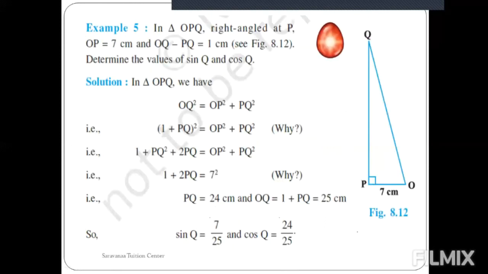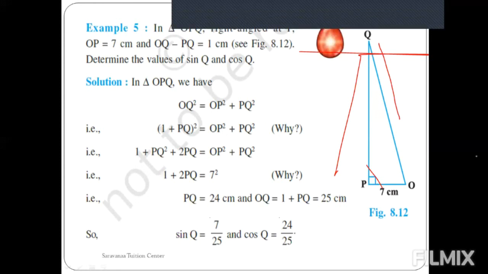Okay. Next, example 5. In triangle OPQ, OPQ is a triangle, right angled at P. OP is 7 centimeter. This is 7 centimeter. OQ minus PQ equals 1 centimeter. Determine the values of sine Q and cos Q. So first we need to find OQ and PQ. Okay. For that we are going to use Pythagoras theorem.